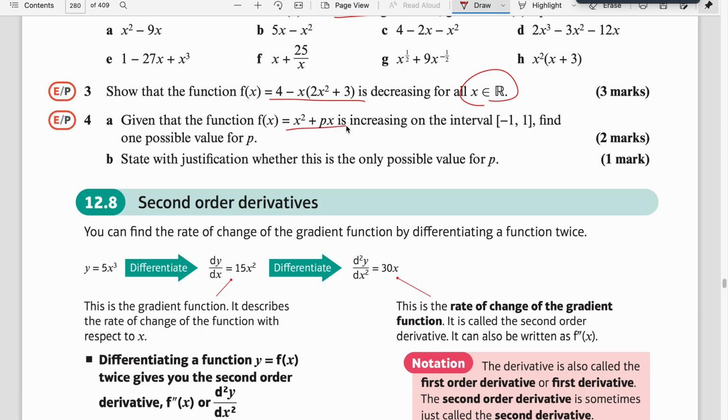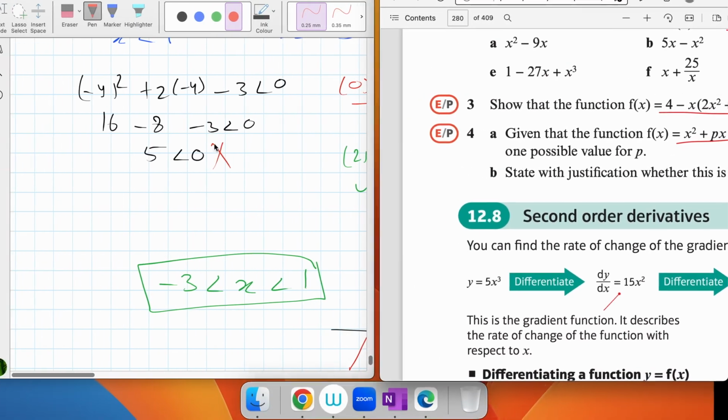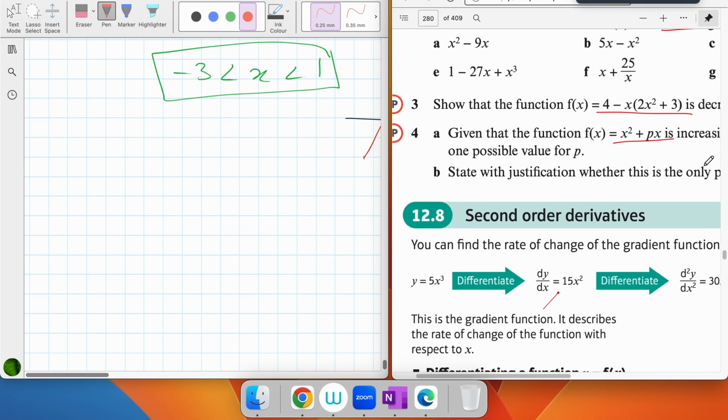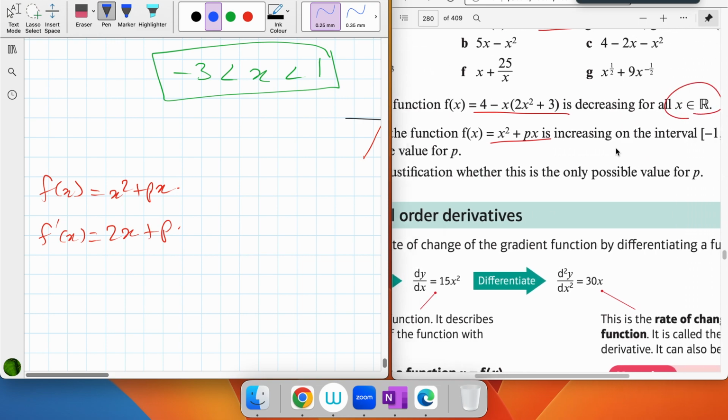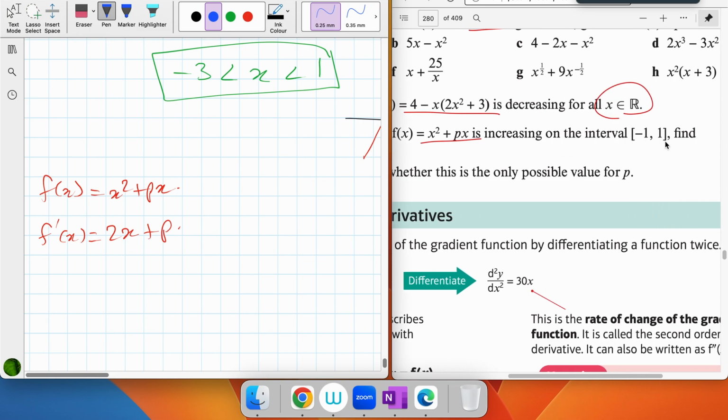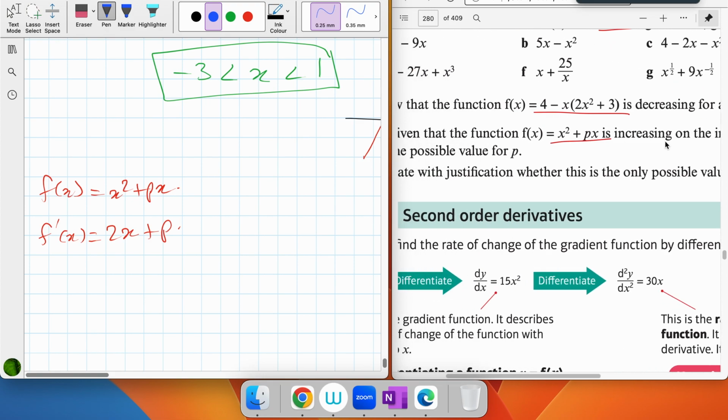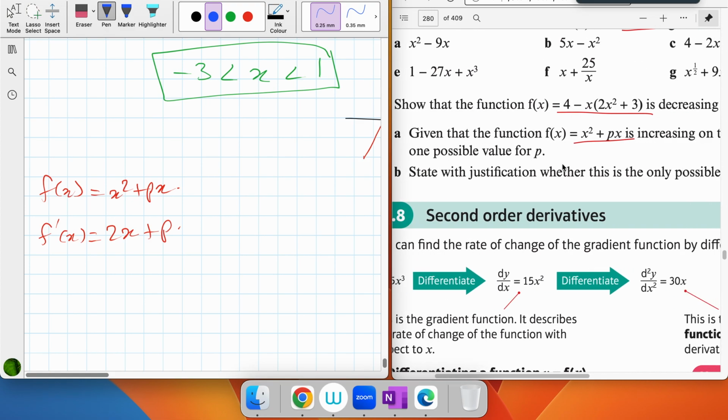Given that the function is increasing on the interval with this bracket, this means from minus 1 to 1. Find one possible value of p. Okay, let's try. This is a bit different question. So f of x is x squared plus px. F dash x would be 2x plus p, and it says that it is increasing on the interval minus 1 to 1. So find one possible value of p.